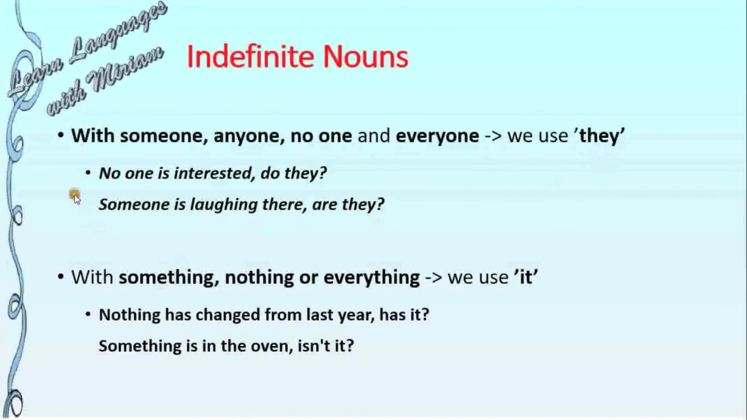With indefinite nouns like someone, anyone, no one, and everyone, we use they. For example, no one is interested, do they? Or someone is laughing there, are they? With something, nothing, or everything, we use it. For example, nothing has changed from last year, has it? Or something is in the oven, isn't it? Look, here we use it.